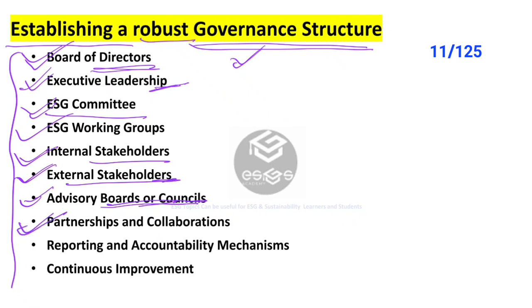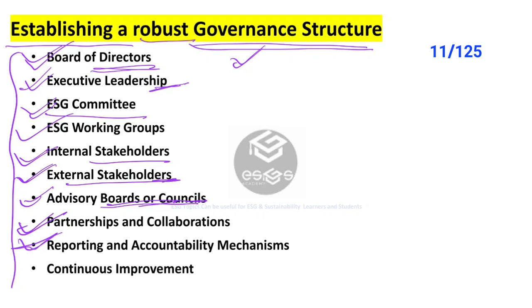The next comes partnerships or collaborations. Collaborating with external partners, including industry peers, academia, research institutions, and non-profit organizations, can amplify the organizational impact and accelerate progress on ESG goals. Partnerships enable knowledge sharing, innovation and collective action to address shared challenges.